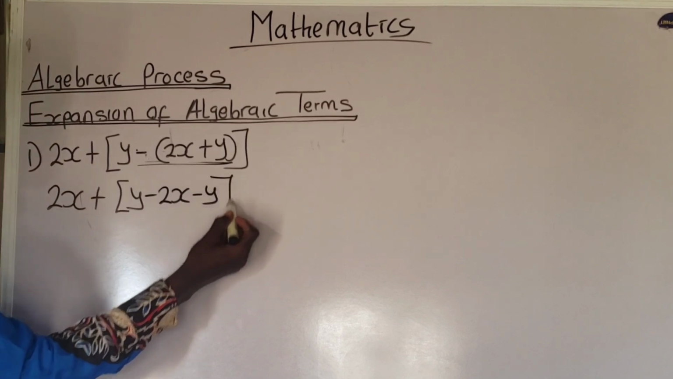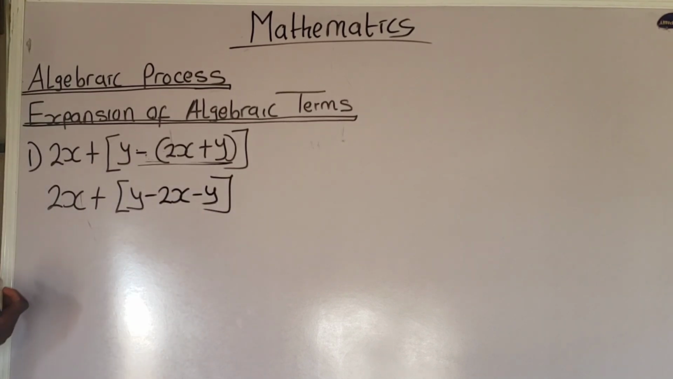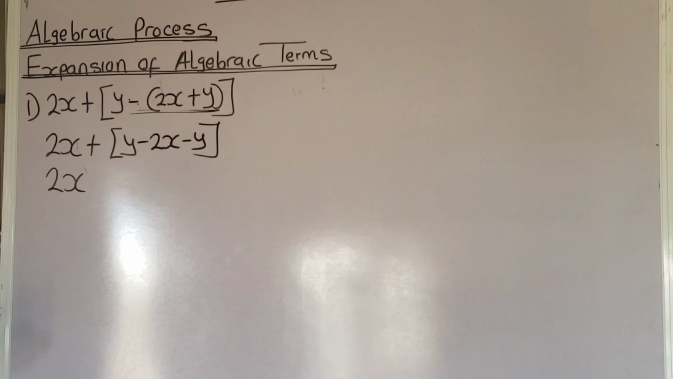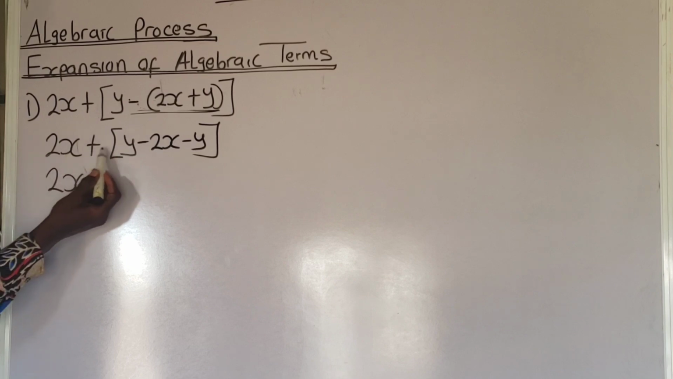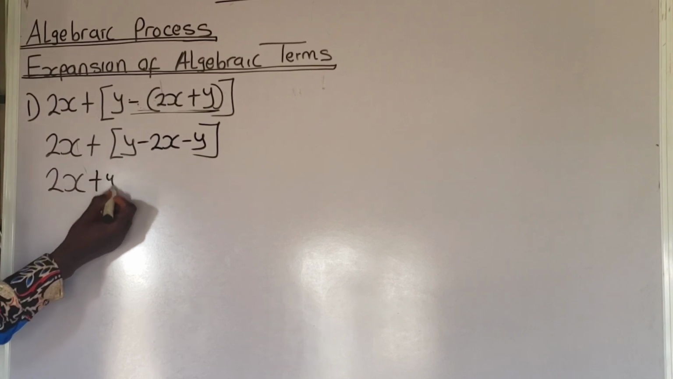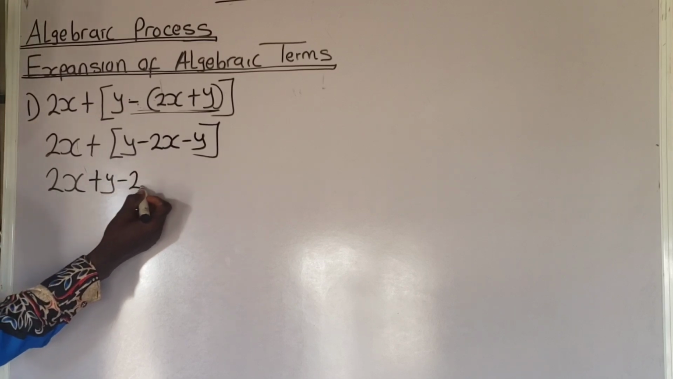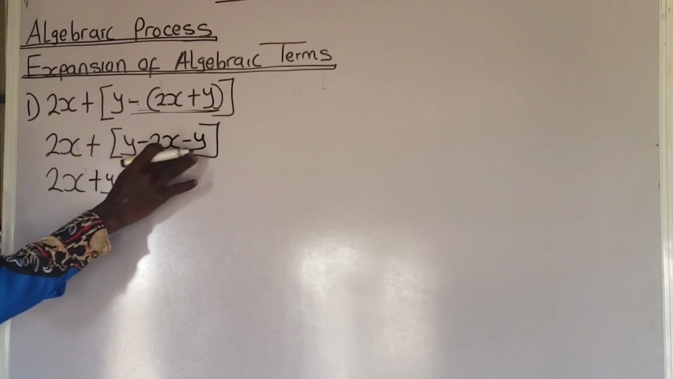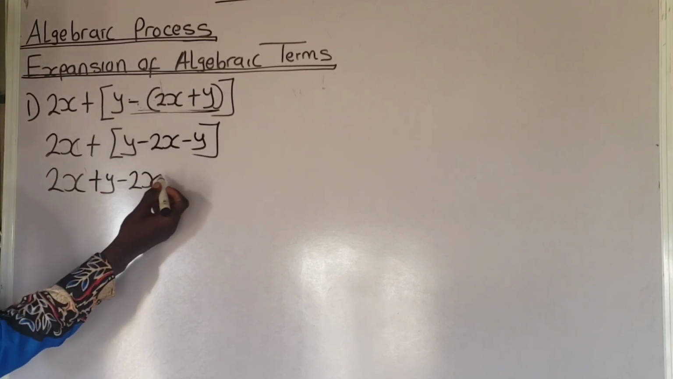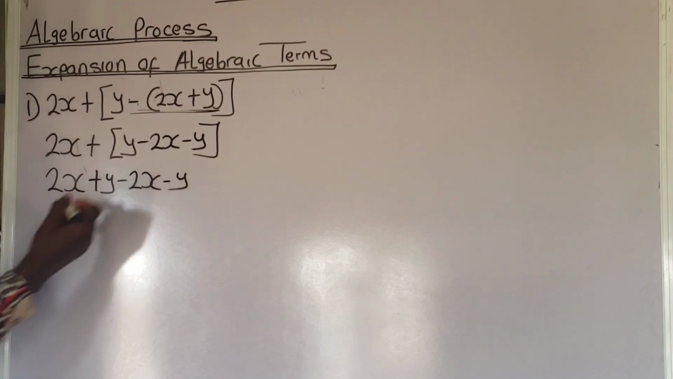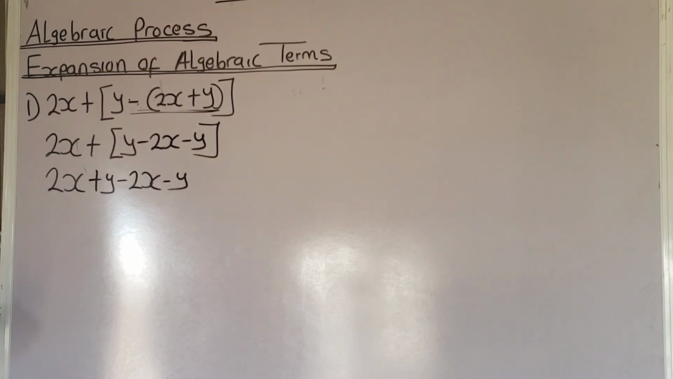So I'm going to have this. Okay, now let us proceed. For this, I'm going to have 2x. Though we are seeing a positive sign here, there is also an invisible one. You understand? So +1 multiplied by y, that will be what? Positive y. +1 multiplied by -2x, that will be what? -2x. And +1 multiplied by -y, that will give us what? -y.